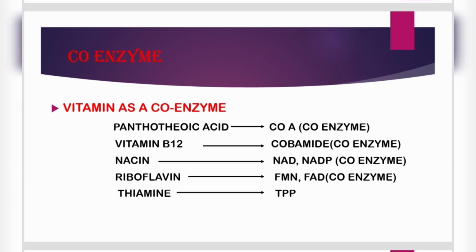Vitamin coenzymes. Pantothenic acid, the coenzyme is CoA. Vitamin B12, the coenzyme is cobamide. Niacin, the coenzyme is NADP. Riboflavin, the coenzyme is FMN and FAD. Thiamine, TPP is the coenzyme.